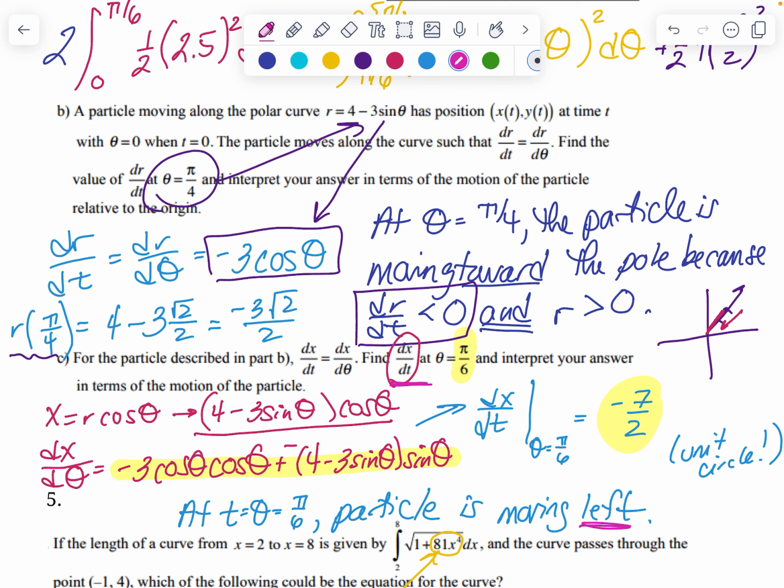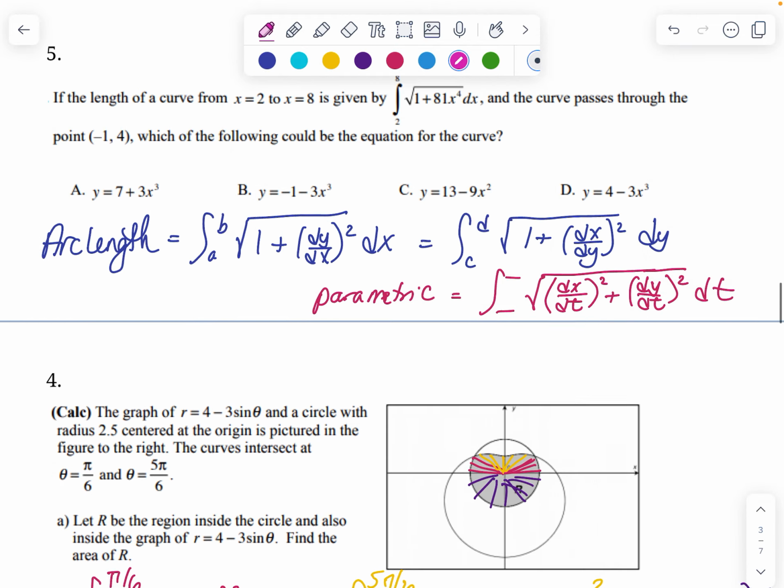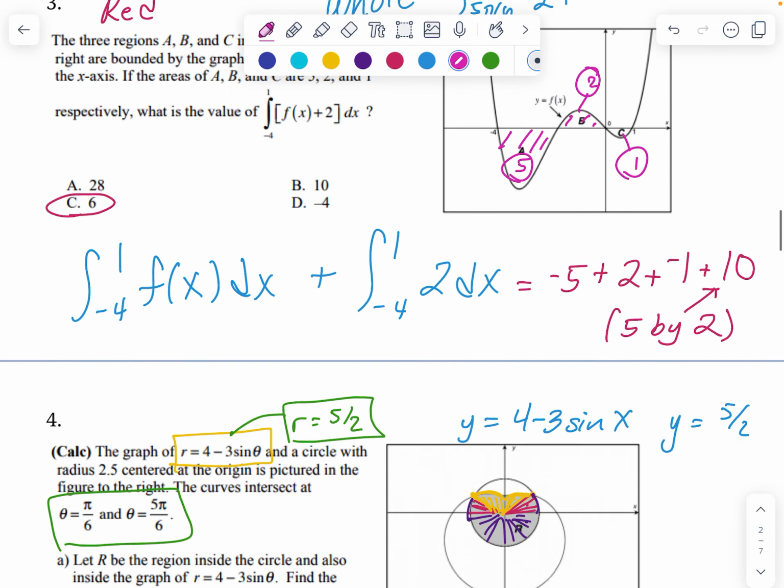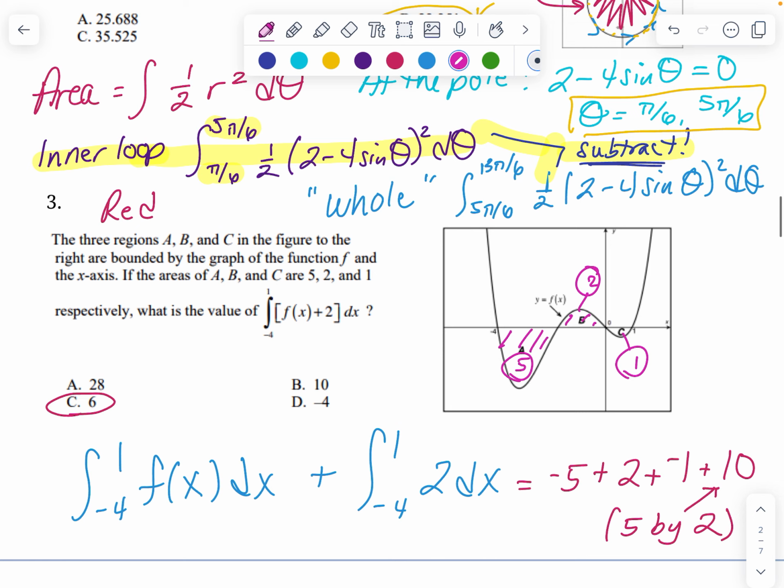Okay, we got through the polar part, you guys. That's great. Okay, the rest is going to seem not so bad, in my opinion. Okay, I think the polar is kind of a slippery slope. Okay, all right, so number 3.